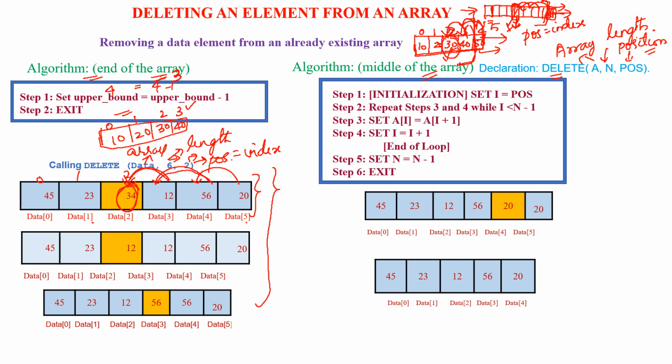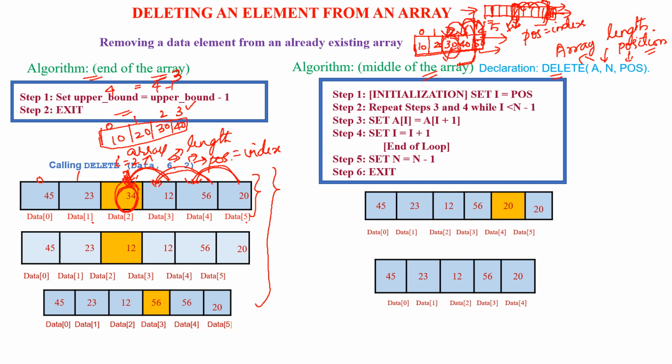Then data of 4 will be shifted to data of 3. Data of 5 will be shifted to data of 4. So first, what will be your initialization? Your I starts from your position. That is, position is nothing but 2. Okay. So that is how the algorithm goes.